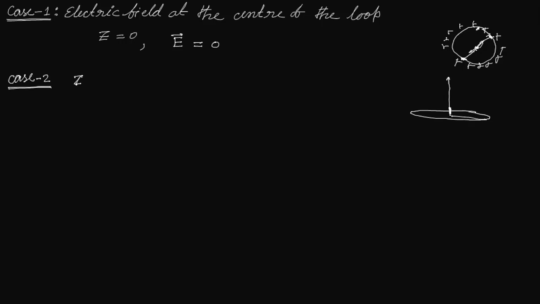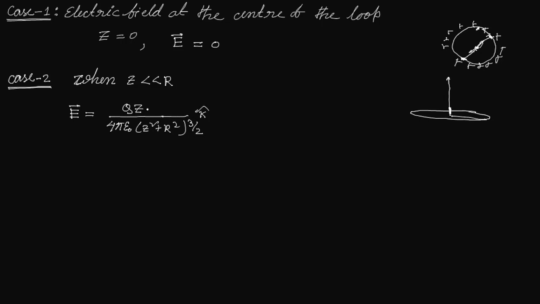So in the second case, when Z is non-zero but much less than R, what will be the electric field in this region? For that, we know the electric field on the axis, which we have already written: E equals QZ divided by 4 pi epsilon naught times (Z square plus R square) to the power 3/2, and if this point is above the loop, then it will be in the plus k cap direction.